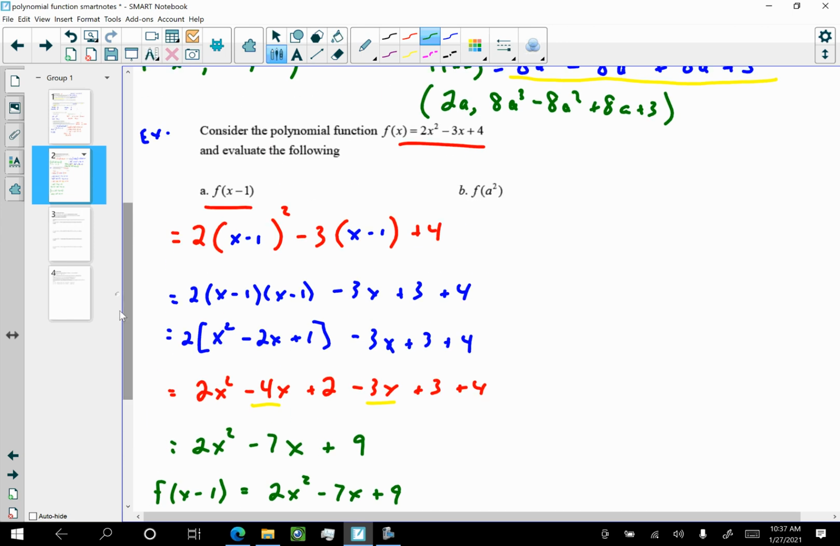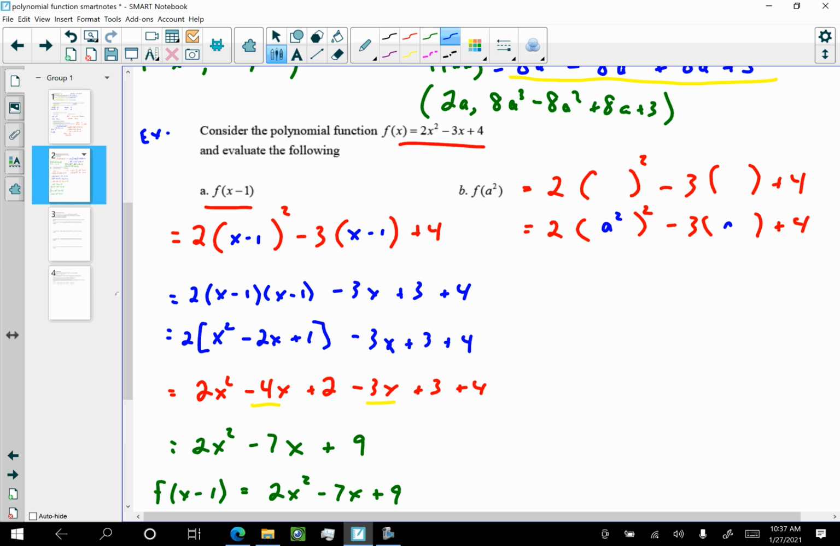So let's do one more example, f of a squared, and I think this is going to be a little bit easier. What are you going to do? You're going to put a squared in wherever you see x. So this is going to be 2x squared minus 3x plus 4. And what's going to go in there? This is going to be 2, and what goes in there is a squared.